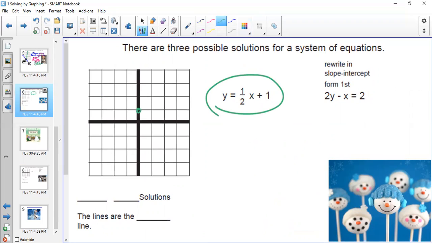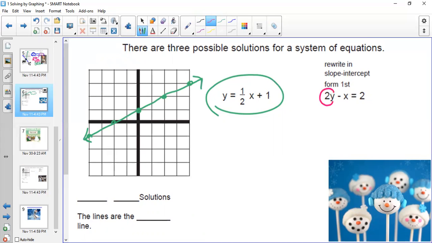So I'll start at 1, and I'm going to go up 1, right 2, up 1, right 2, or down 1, left 2, down 1, left 2. Again, try to get as many points as possible. All right, the next one, notice, not in slope-intercept form. It's actually in standard form here, well, close to standard form.